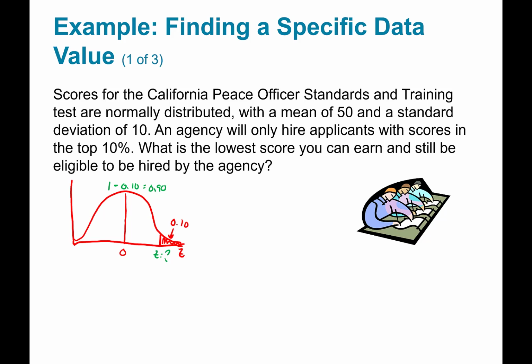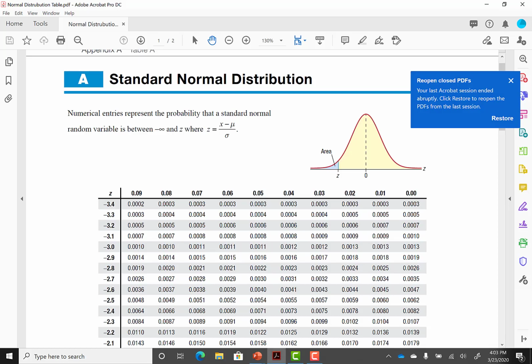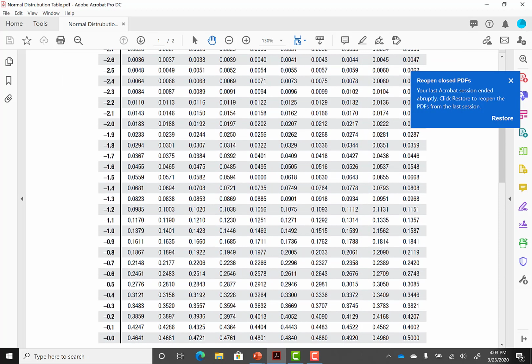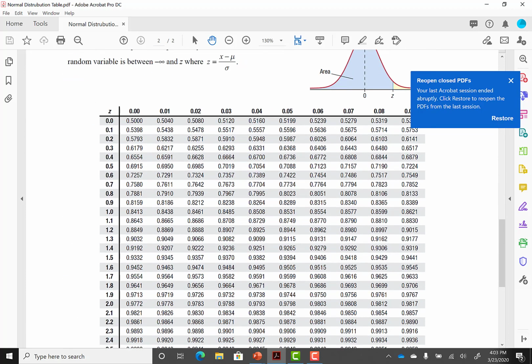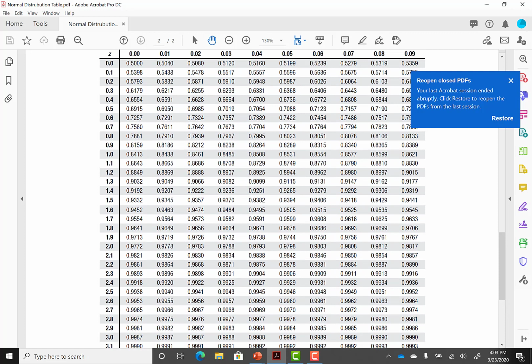But notice in this case the lowest score is talking about the score on the test itself. So this is not talking about the z-score. We want to find the x value. But to get there, we first have to find the z-score. So we know we're looking up 0.90 on our z-score table. So we go and look. We have to be on the positive side because it's above the mean. And so we're looking for 0.90.